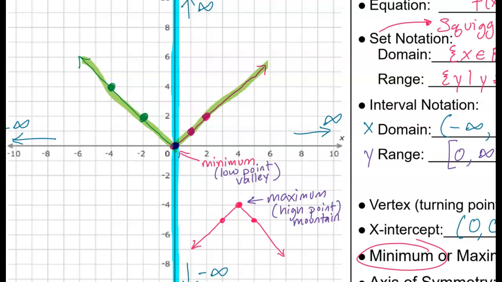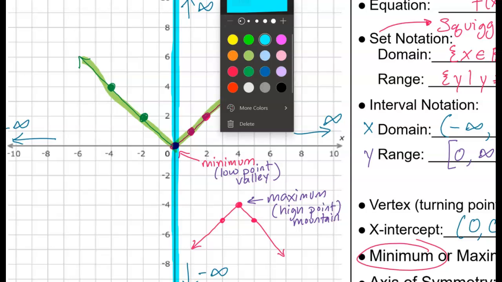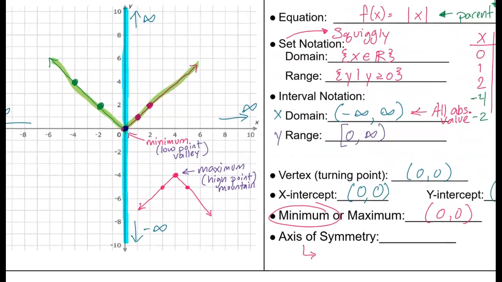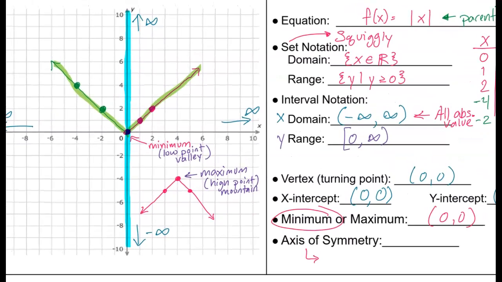That's our axis of symmetry. It's along the y-axis. Now, what is the equation for that line? Oh, it's frozen. So what is the equation for that line?